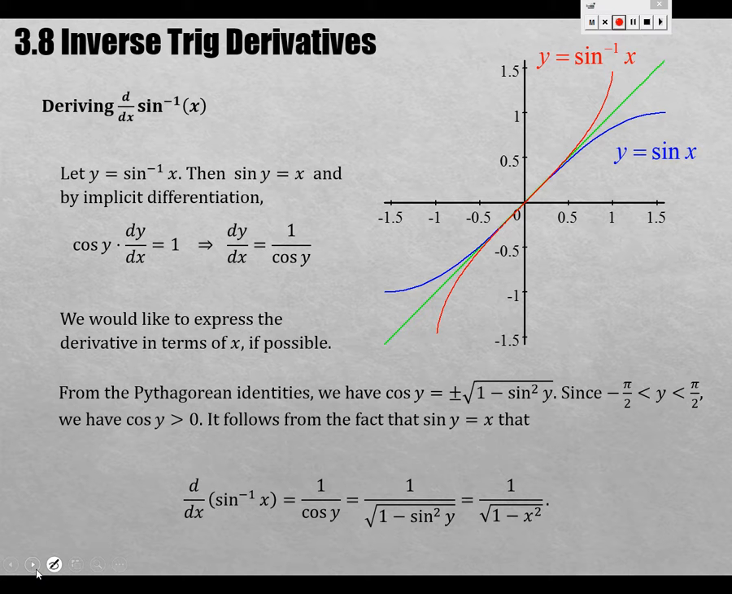So there's a new derivative for us. The derivative of arc sine is 1 over root 1 minus x squared. And on the next page I'll give you all 6 arc trig function derivatives.